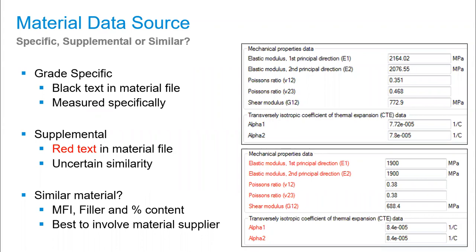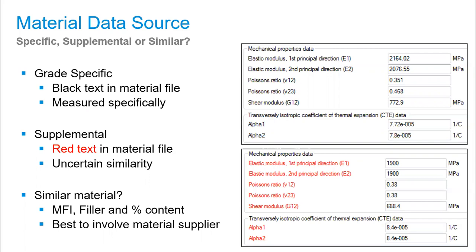And another thing that's a flag is, if you know your material is anisotropic, you wouldn't expect the modulus to be the same in flow and cross flow. And we see that, that's a flag. We see that a lot with supplemental data where it's reported as the same value. Yeah, very good point.